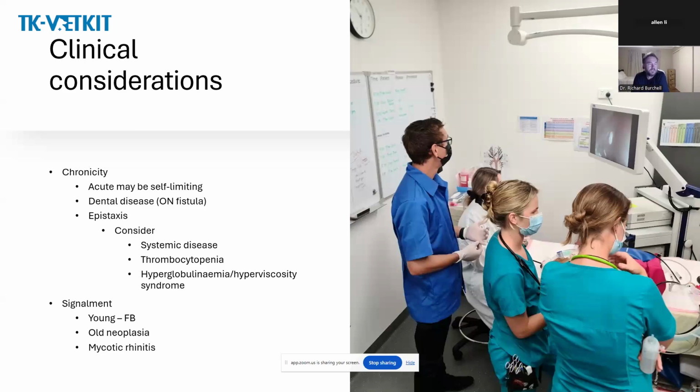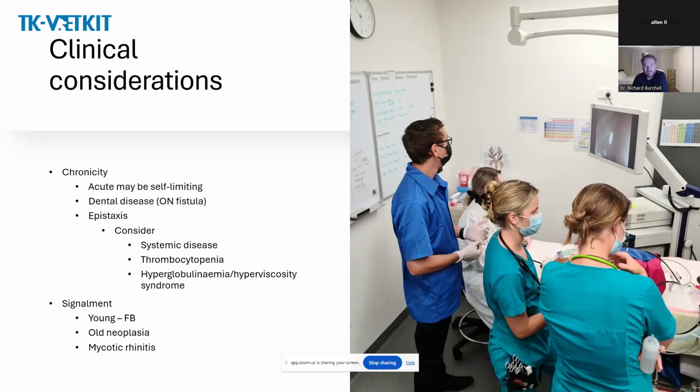You wouldn't want to be biopsying a nose on a dog with ehrlichiosis or immune-mediated thrombocytopenia, or a bleeding disorder, and then find you can't stop the bleeding, and then at that point find out that the platelets are low or there's hypocoagulability. And then some other considerations would be things like signalment. So young dogs, we can potentially suspect foreign bodies. Older dogs, we can consider things like cancer.